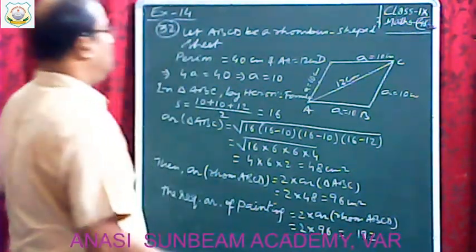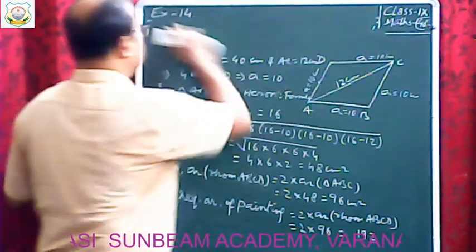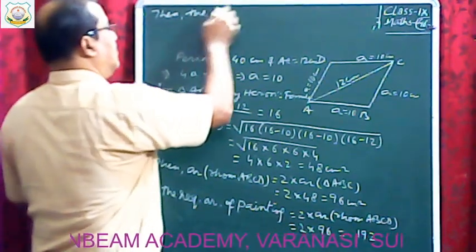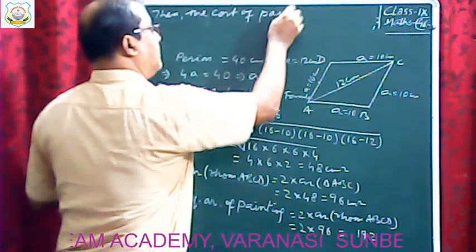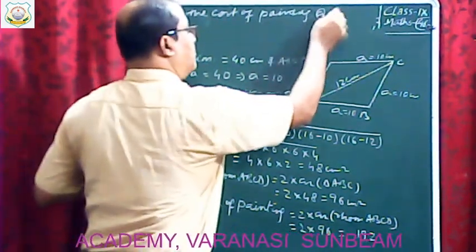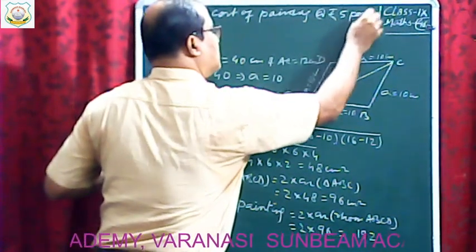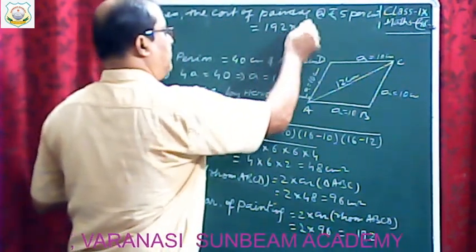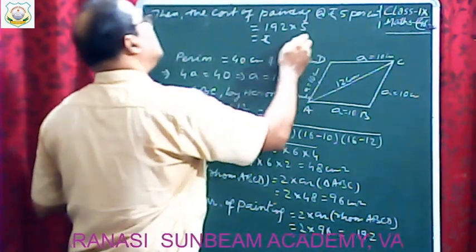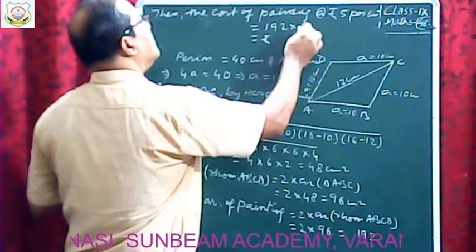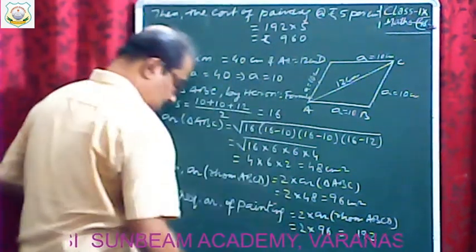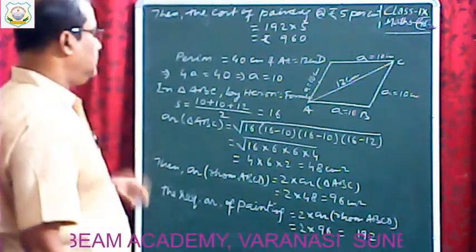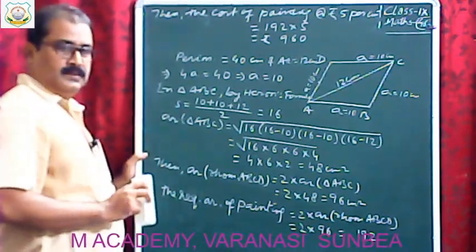Now thereafter, the cost of printing at the rate of rupees 5 per centimeter square is equal to 192 multiplied by 5, so rupees 960. Okay, done everybody? Very simple.